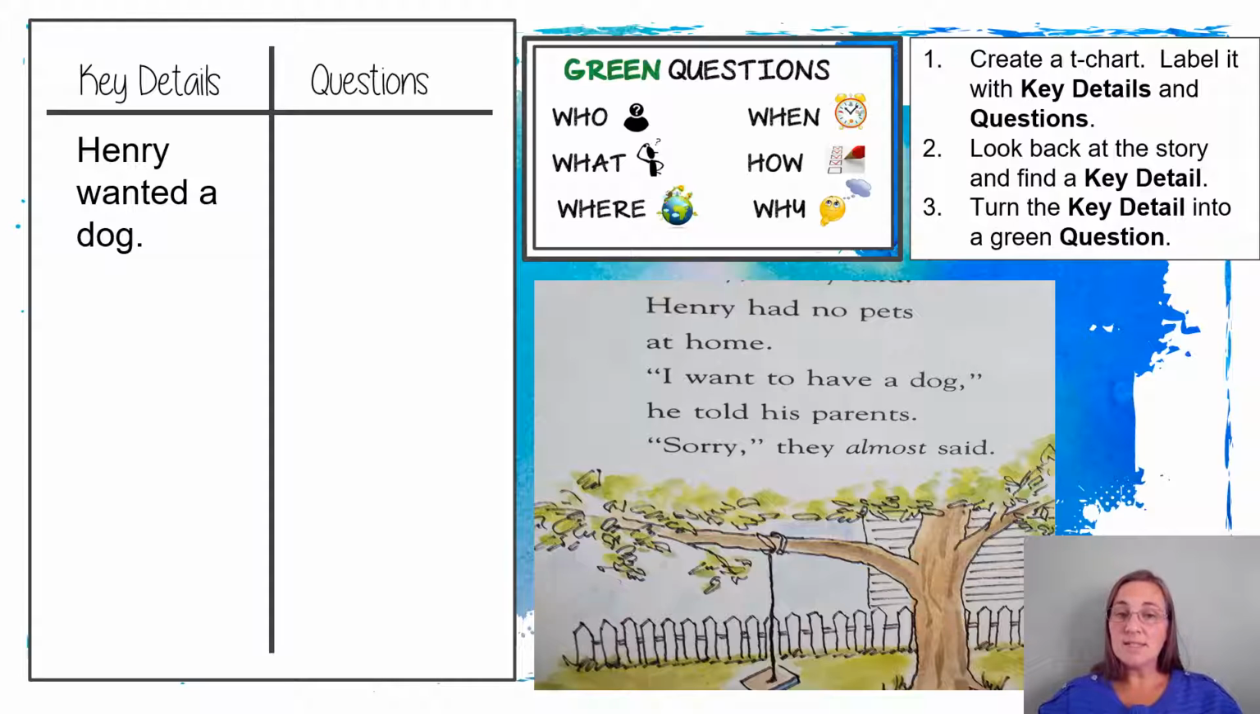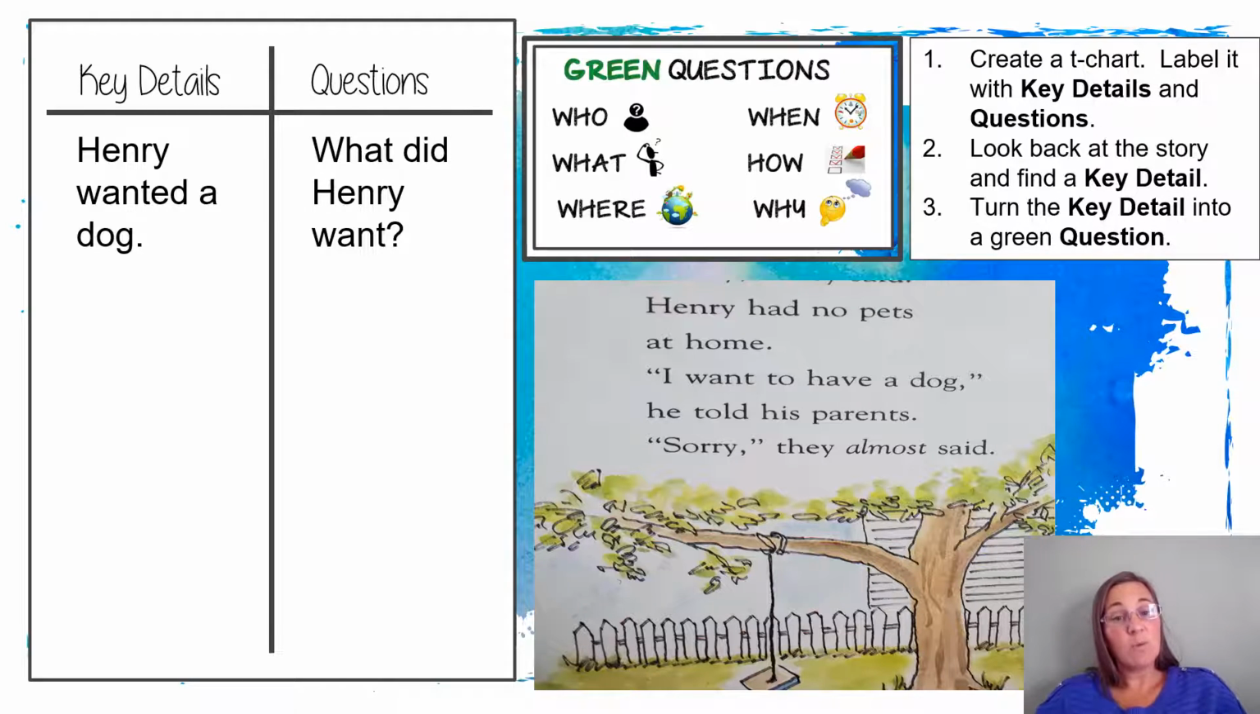Now I need to take that detail and turn it into a question. I'm looking at my green questions. Who, what, where, when, how, why? I need to pick one of those that could make a question where the answer would be Henry wanted a dog. I'm going to choose the question word what, and I'm going to ask the question, what did Henry want? Do you see how my key detail answers that question? What did Henry want? Henry wanted a dog. That's how we find key details and turn them into green questions that are right there in the text.